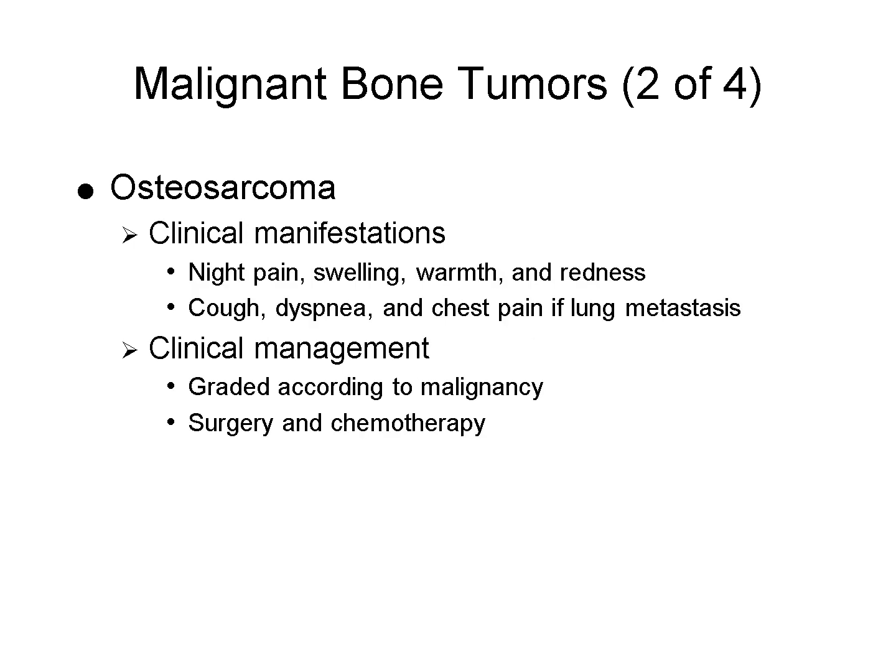Children with osteosarcoma often report night pain, swelling, and warmth over the affected area. If the tumor metastasizes to the lungs, symptoms like cough and chest pain may occur. Treatment involves chemotherapy and surgical resection. Prognosis depends on the stage and response to treatment.